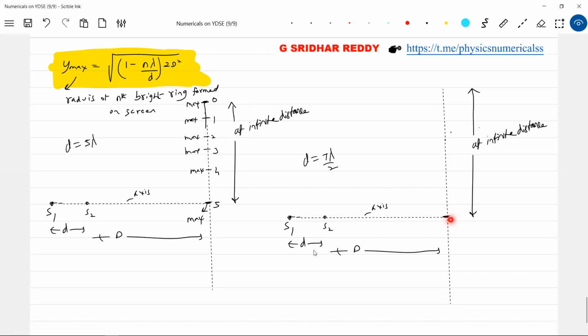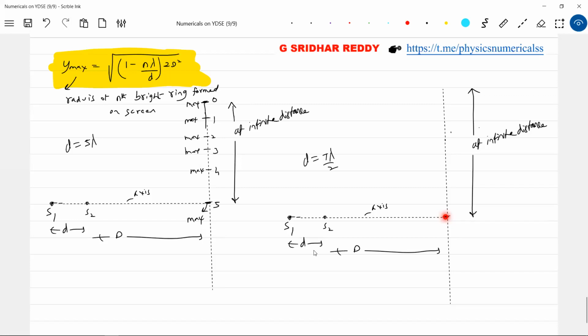For destructive interference, what should be the path difference between the rays? 2n minus 1 lambda by 2. Will that satisfy 7 lambda by 2? Yes. Lambda by 2, 3 lambda by 2, 5 lambda by 2, 7 lambda by 2, for destructive interference, the path difference of the rays. So what is the path difference here? Here we'll get minima.